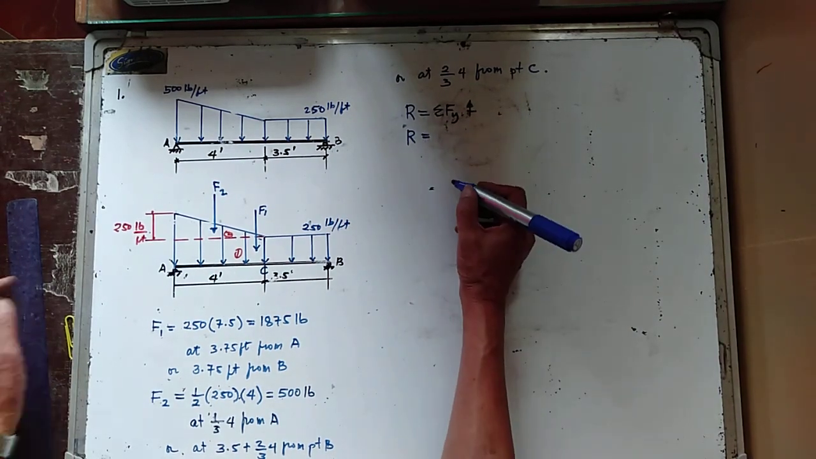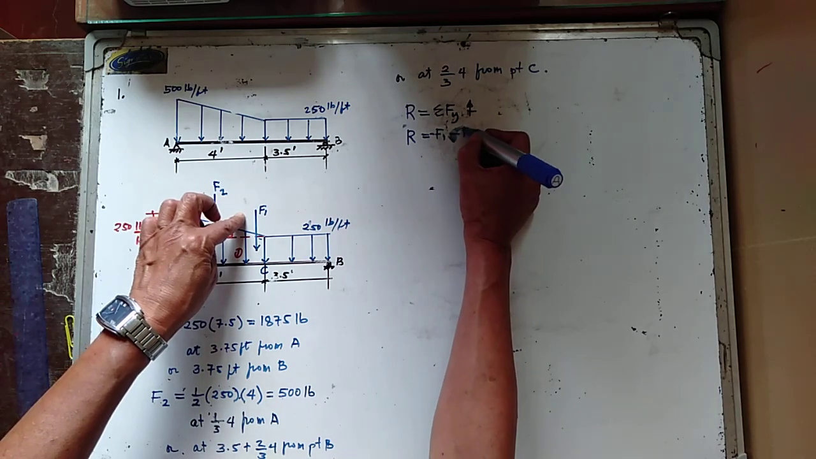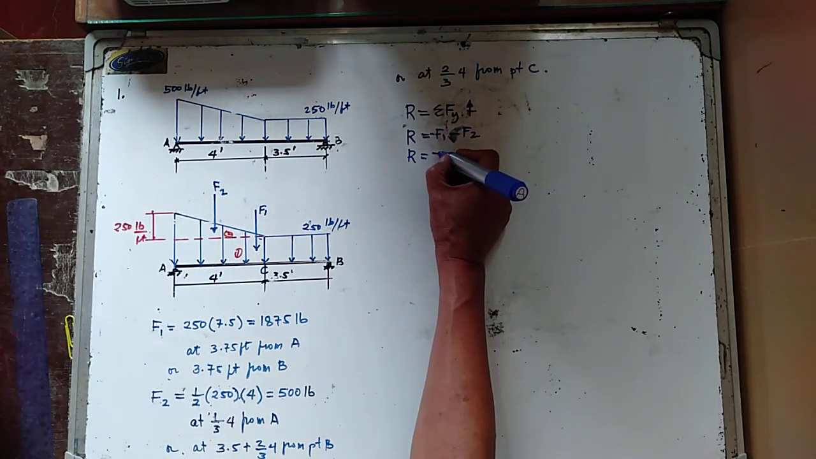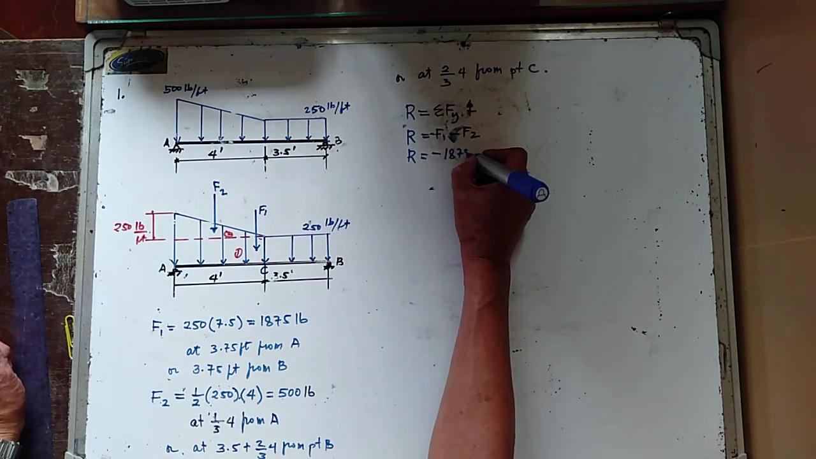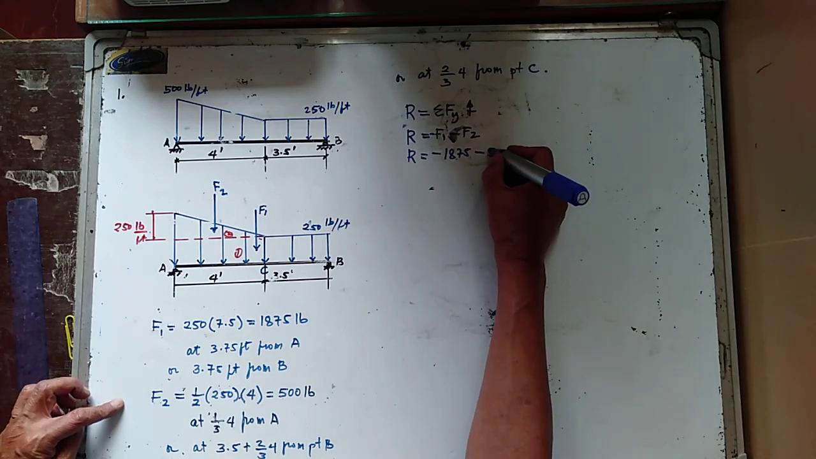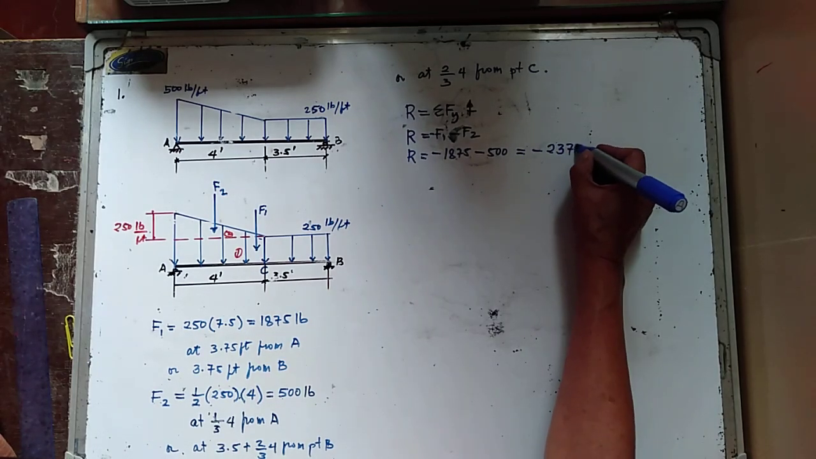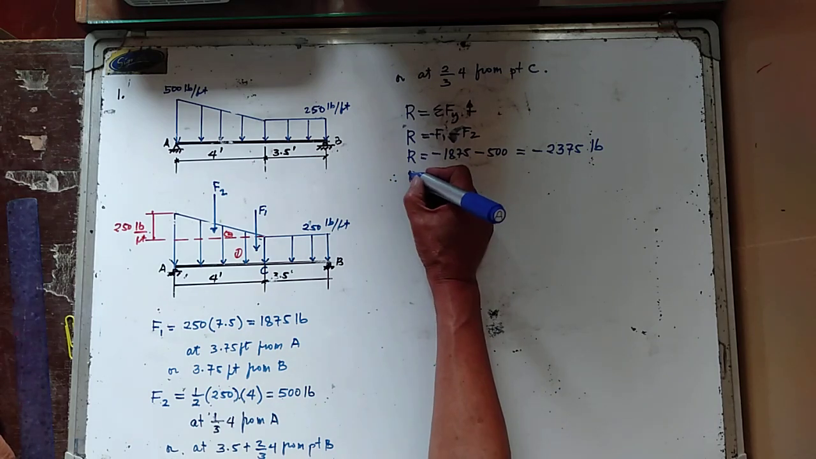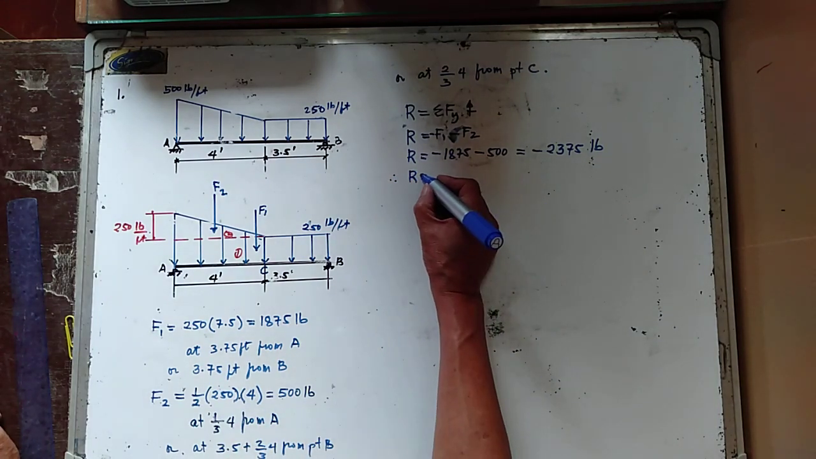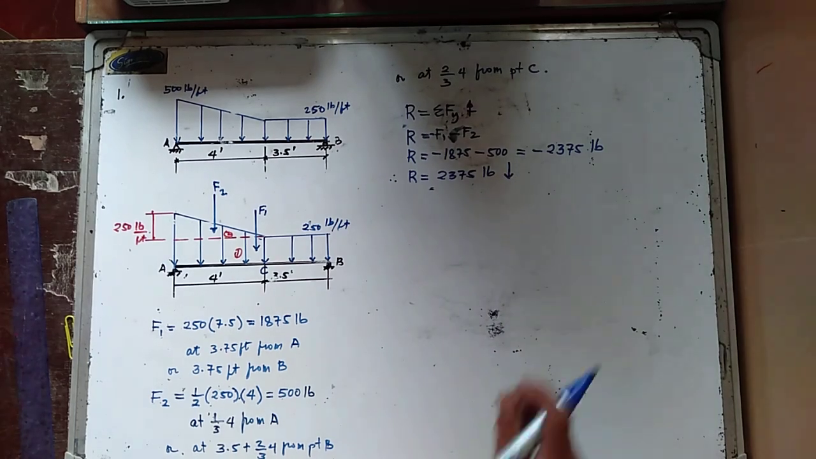So your R is now equal to negative F1 minus F2. So your R is equal to negative F1, that is 1875 pounds, minus your F2, which is equal to 500 pounds. And this is equal to negative 2375 pounds. Therefore, the resultant of this distributed load is now equal to 2375 pounds, and this will go downward. So that is therefore the resultant of the distributed force.